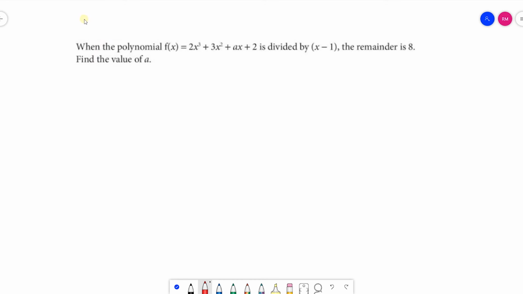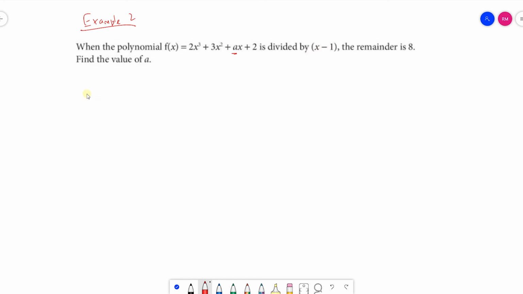Now let's try a different example. Maybe I'll name this example 2. When the polynomial function f(x) = 2x³ + 3x² + ax + 2 is divided by x − 1, the remainder is 8, and we are asked to find the value of a in this function. So don't panic, use the same method again to find the remainder.